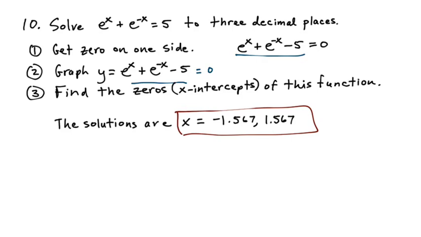Remember, we're supposed to round to 3 decimal places. Like I said, I'll make a video of how you would do that on your calculator. But we're all done for now on exponential equations. In the next video, I will cover logarithmic equations.